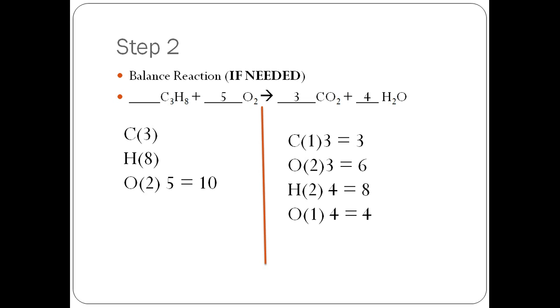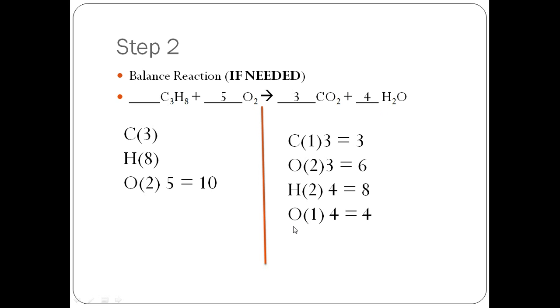Step 2, it says to balance the reaction if needed. Okay, so I'm going to quickly help you guys out here. Remember to separate all the atoms on the left side, separate all the atoms on the right side, and then in parentheses you're going to write the subscripts. For carbon on the left side we have 3, hydrogen we have 8 of them, and oxygen atoms we have 2 of them. On the right side we have 1 carbon atom. On the right side we have 2 oxygen atoms in CO2, and then hydrogen atoms we have 2 on the right side, and oxygen we have 1.